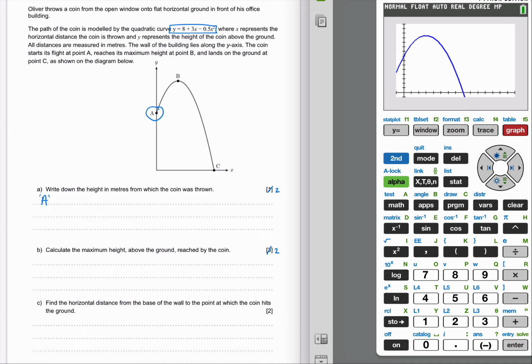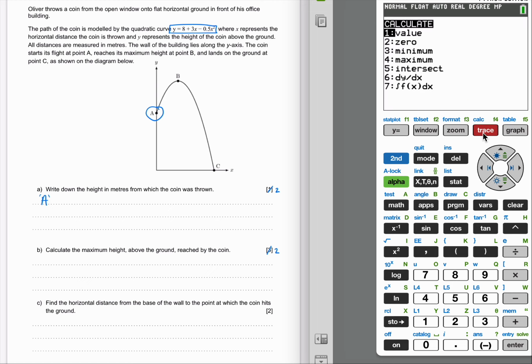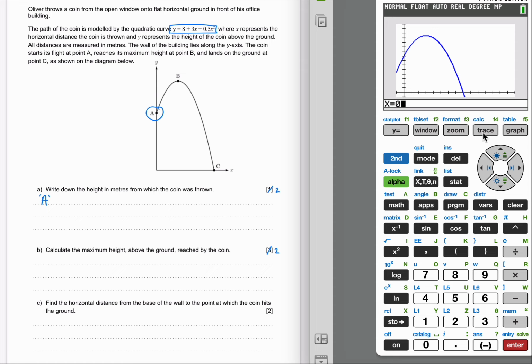So we need to first of all find where it crosses the y-axis. So I'm going to go on to second function trace and find the value when x is 0. And we can see there that it crosses at y is equal to 8. So there it crosses through the coordinate 0, 8, and therefore it's thrown from a height of 8 meters. And we should include the meters part of it.